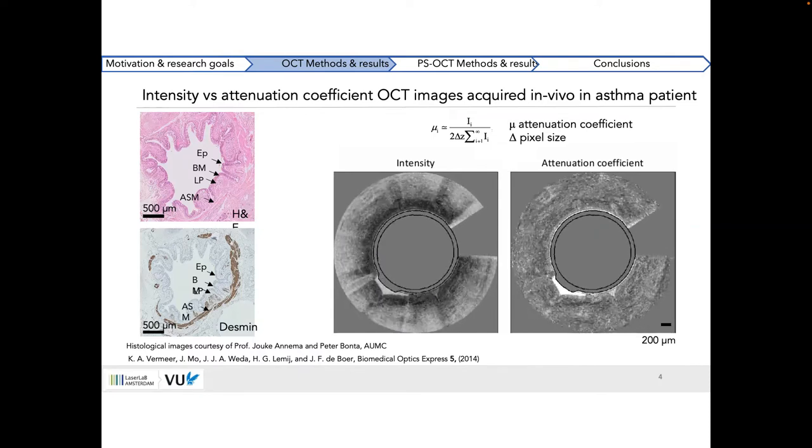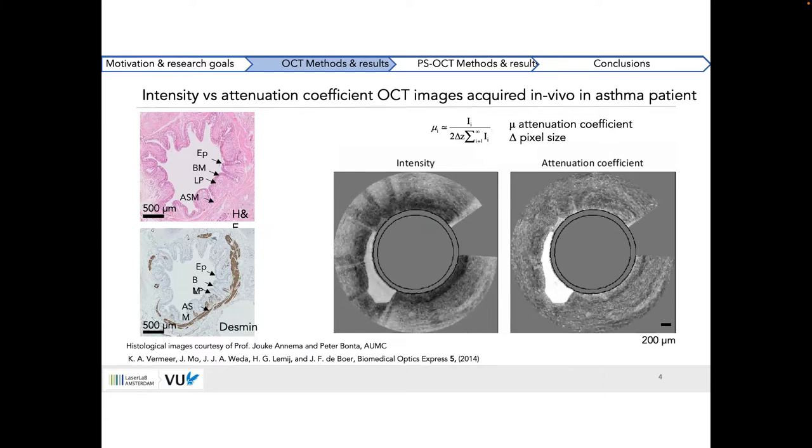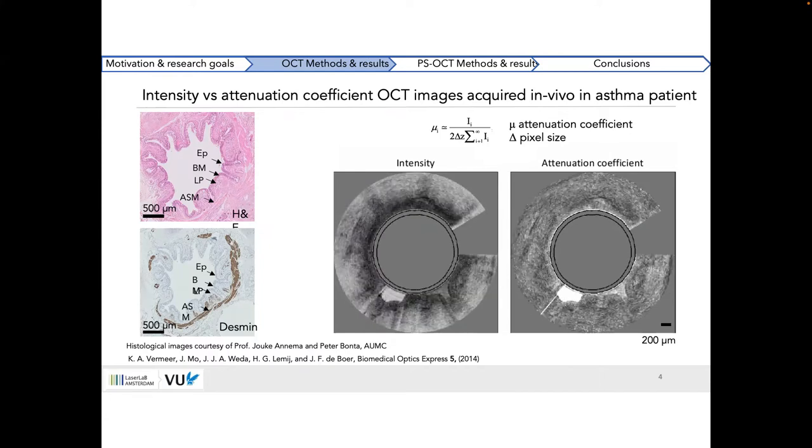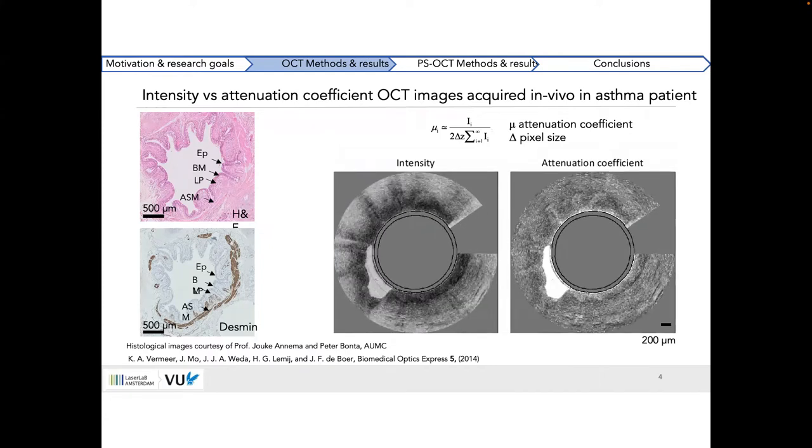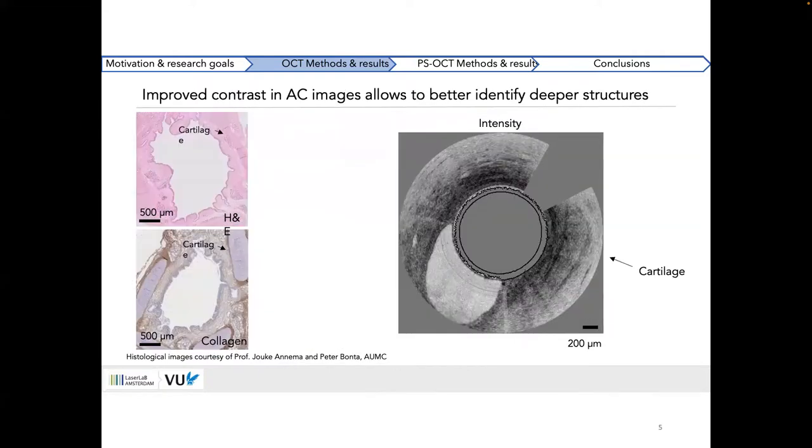Okay, so I do recognize these folds. Okay, so then what is next? Next is another example of going from intensity to attenuation. And this is a cartilage ring, which I think is much better recognizable in this attenuation coefficient image.